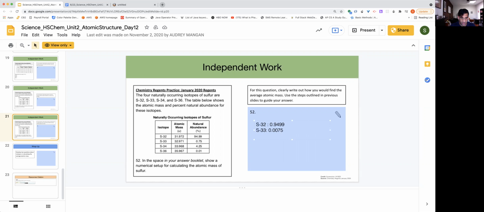Moving on to S34, I convert 4.25%. Again, I move it twice, and I have 0.0425. Finally, I do it with S36. I have 0.01%. There's barely any of that in the world. And so if I move the decimal twice, I have to be careful about counting my zeros. I get 0.0001.